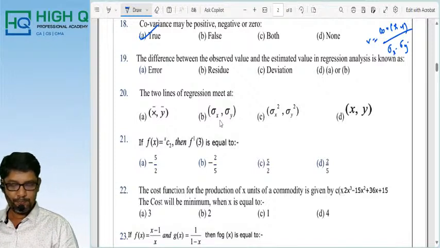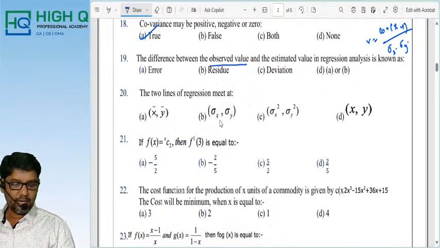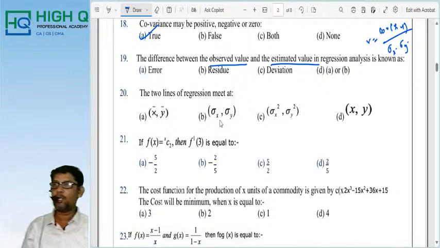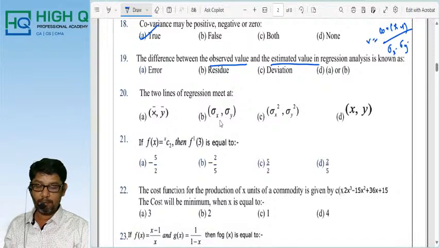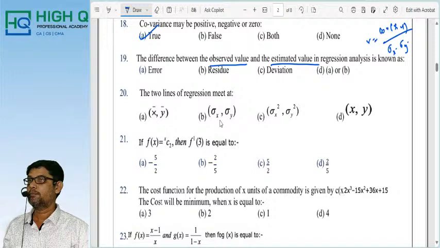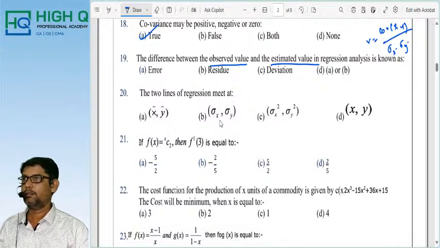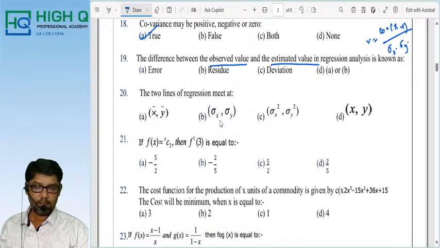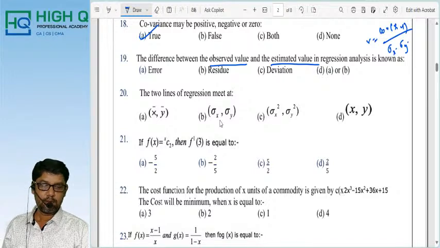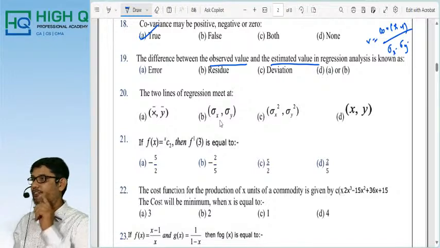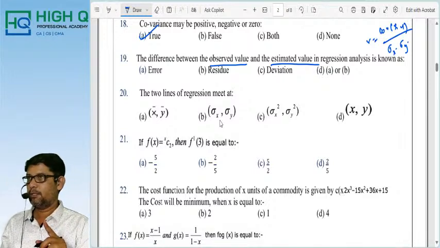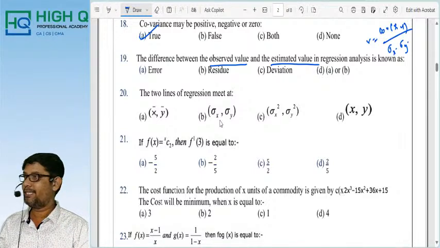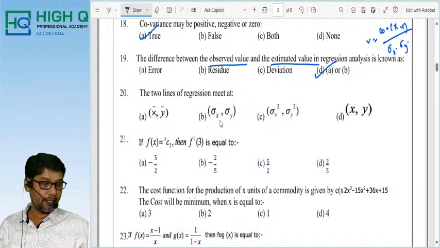It is true. The difference between observed value and estimated value, can you please tell me what do we call it? See, the difference between observed value and estimated value is called error. And the other name of error, we also call it residue. A or B is the right answer.